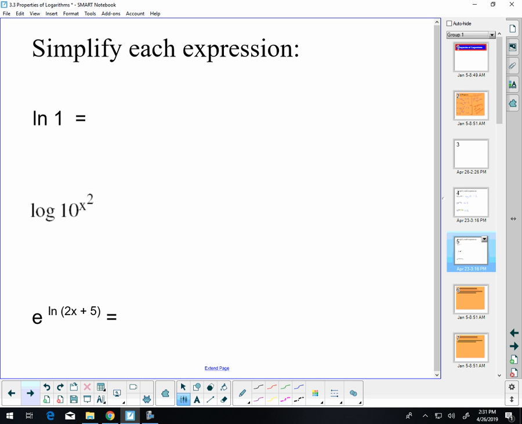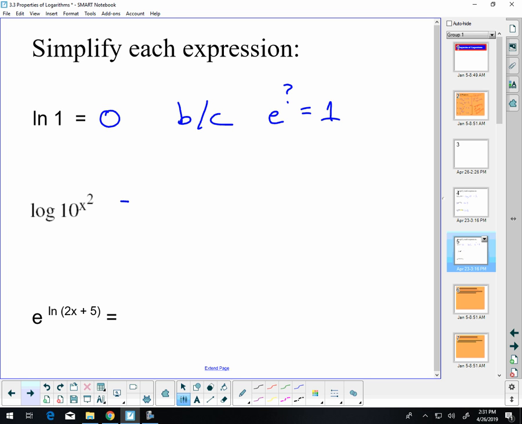For the first example, the natural logarithm of 1 is going to be 0. We can just base that on the definition of a logarithm. We're asking the question, e to what power gives us a total value of 1? That's the definition of a logarithm.